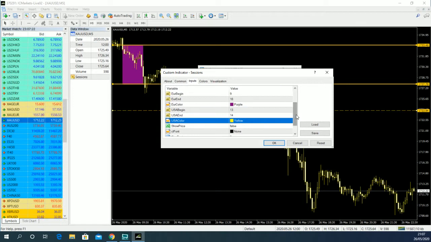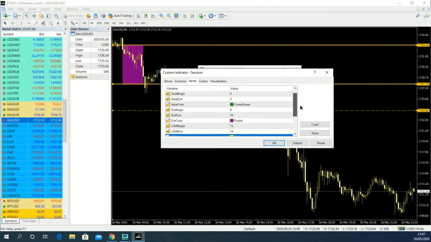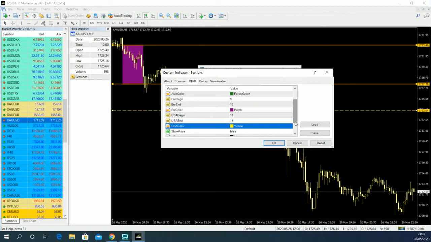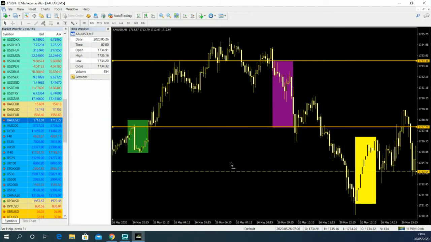So now you've got the US session in yellow, the Euro session in purple, and the Asia session in green. 2 to 3 green, 9 to 10 purple, 13 to 14 yellow. All right. So when you have those three, you click OK. You should now see 3 different colors on your charts. All right. So now we have 3 different colors. Let me zoom so you can see.